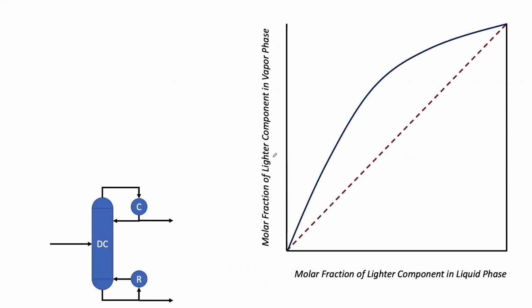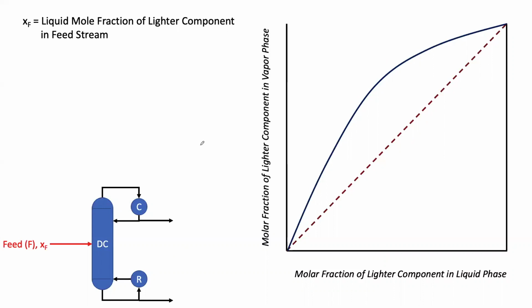Now to break down the McCabe-Thiele diagram, first off, you have your 45-degree line here, which essentially represents whenever the lighter component has an equimolar composition between the liquid phase and the vapor phase. And you have your equilibrium curve up here for the binary mixture. And so the first thing we'll look at is the mole fraction of the lighter component in the feed stream, represented by XF. And so we plot XF on the McCabe-Thiele diagram and find where it intersects that 45-degree line, as you see here.